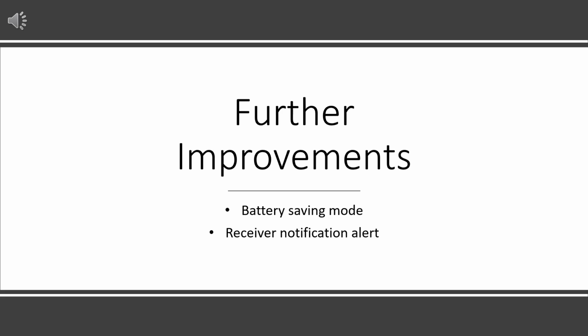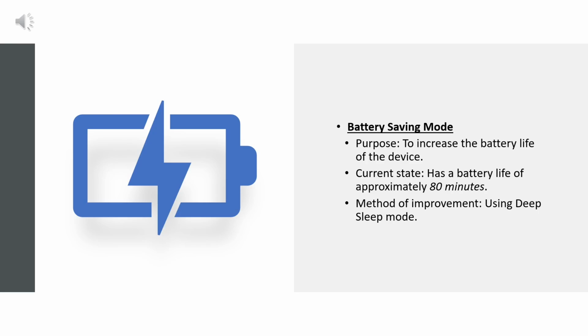Moving on, I'll present the further improvements that can be done in order to increase the functionality of the device. This covers the battery saving mode as well as the receiver notification alert. The purpose of implementing a battery saving mode is so we can increase the battery life of the device. Currently, the M560 Plus only has a battery life of 80 minutes, which is bad, considering the fact that the user has to charge the device multiple times a day.